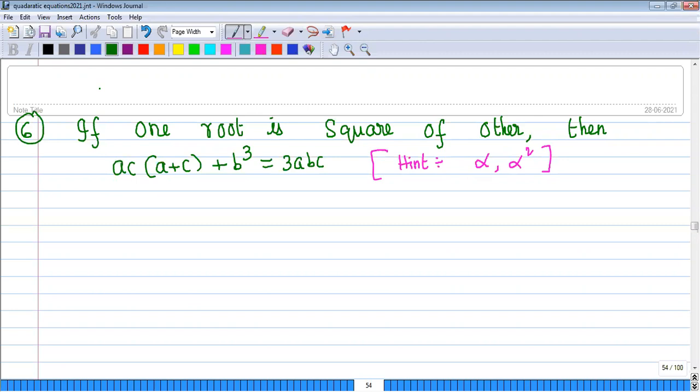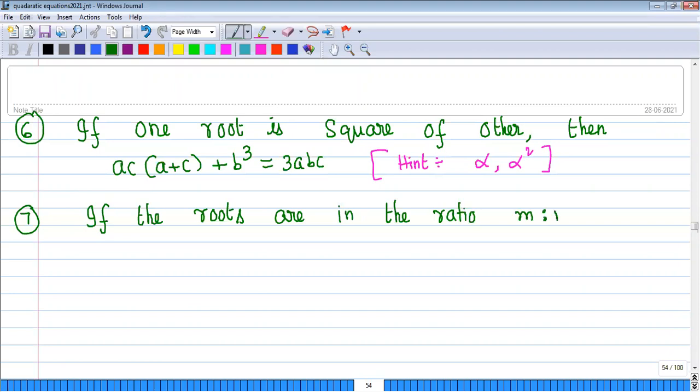So one more important, today is the very, very important points. These points you need to note down. So if the roots are in the ratio m is to n, then mn b square is equal to (m plus n) whole square into ac.